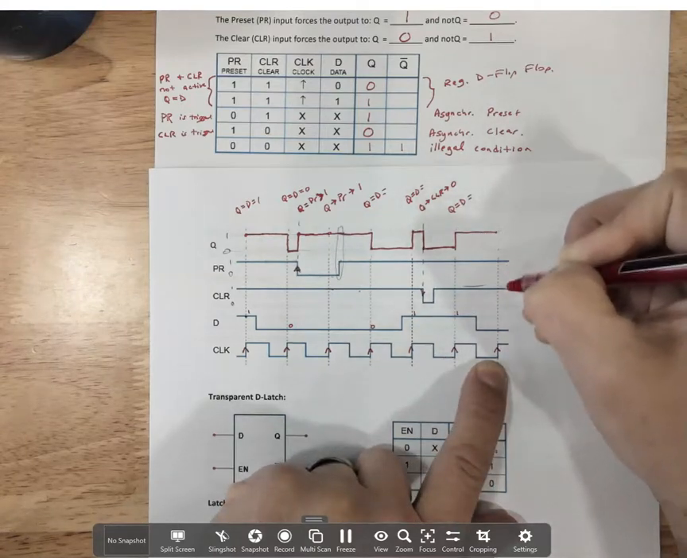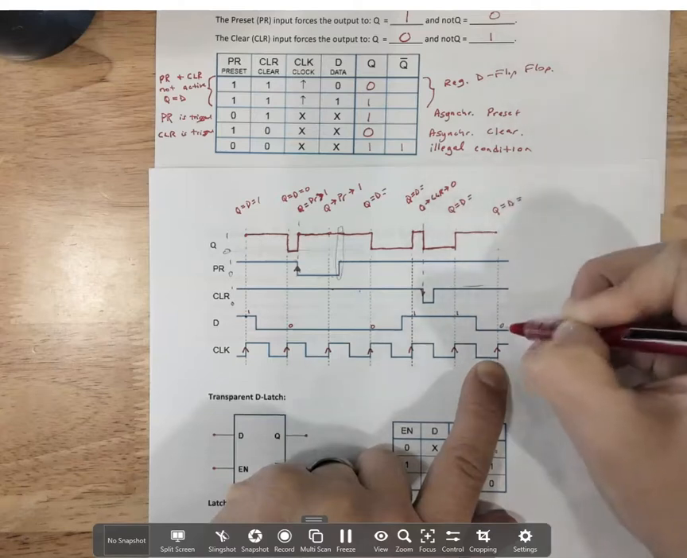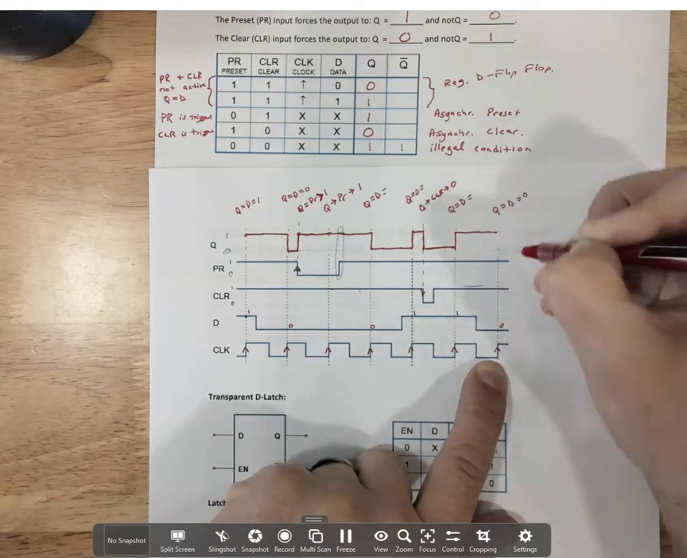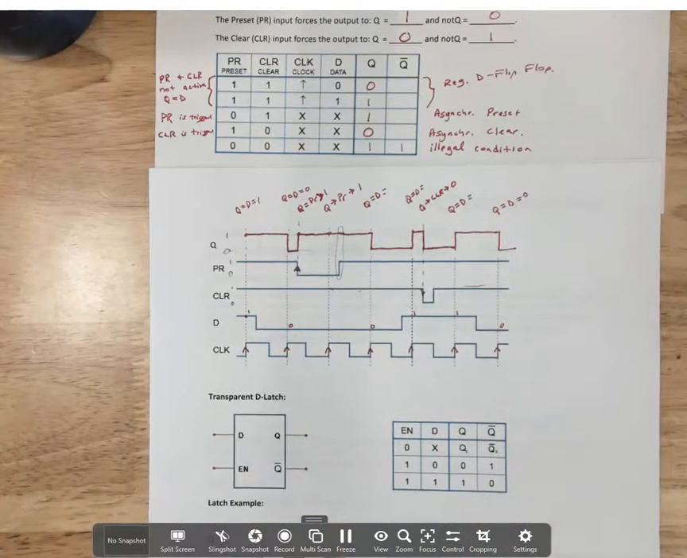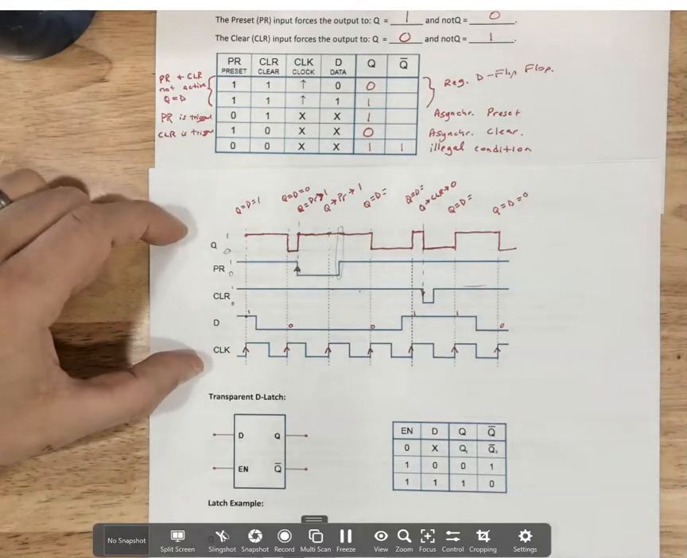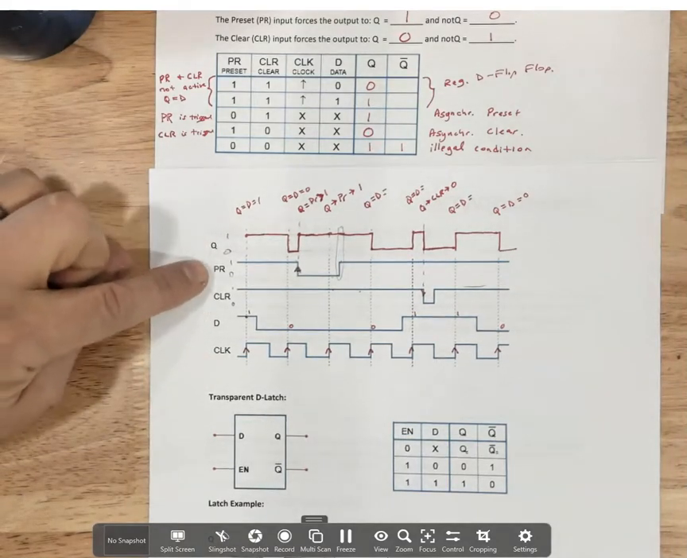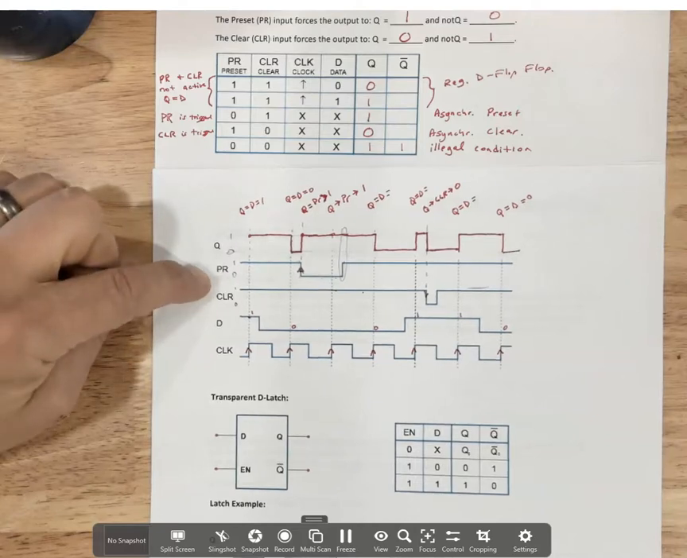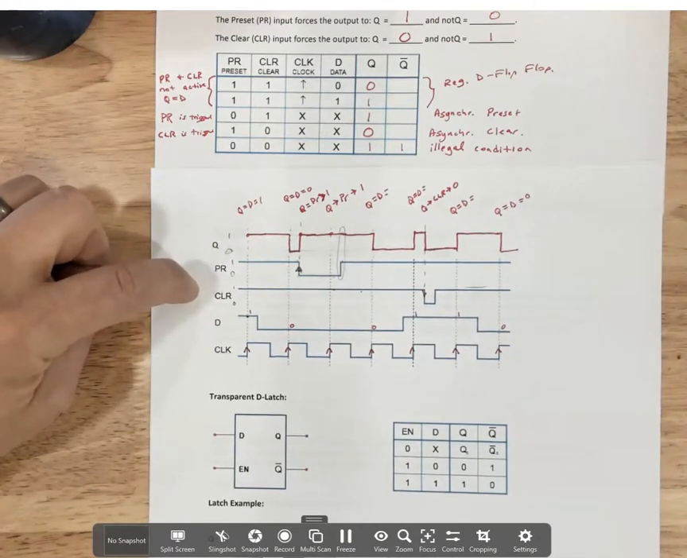Preset and clear are not triggered, so again we'll say Q is going to match D, and D is now at this point in time 0. And so it'll go back to 0 and kind of continue on. We can't see past that. So there you go. This is an asynchronous flip-flop, so we've added in the preset and clear functions, which are override functions, to override a 0 or override a 1 exactly when and where we want it.